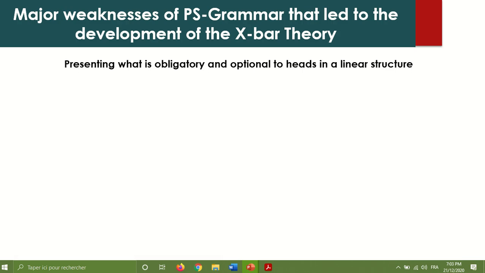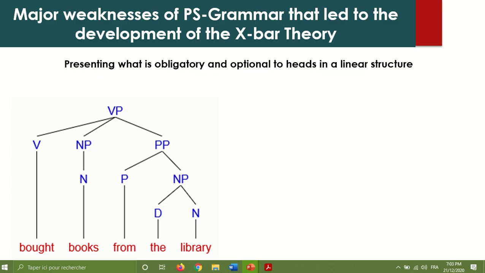The second major weakness is that there are obligatory elements for the head and optional elements, and PS Grammar presents them linearly. Same thing. When I say "I bought books from the library," in the VP "bought books from the library," books is obligatory. I cannot say "I bought," full stop. But "from the library" is optional. I can say "I bought books," full stop. It's just optional information. As you can see here, they are presented at the same level structurally, and this is why the X-bar theory suggested that they have a different level.